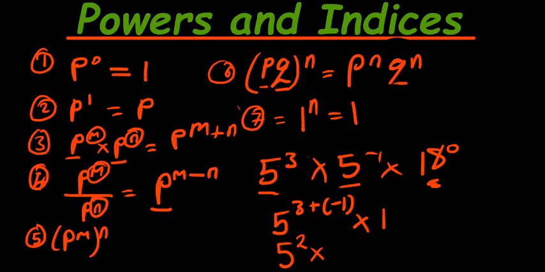So when you have 5 raised to the power, now 3 plus negative 1 is just 2, multiplied by 1, this will be equal to what? Now 5 to the power 2, we know that we have two 5s, so it will be 5 multiplied by 5, which equals 25. So that is your answer in this case.